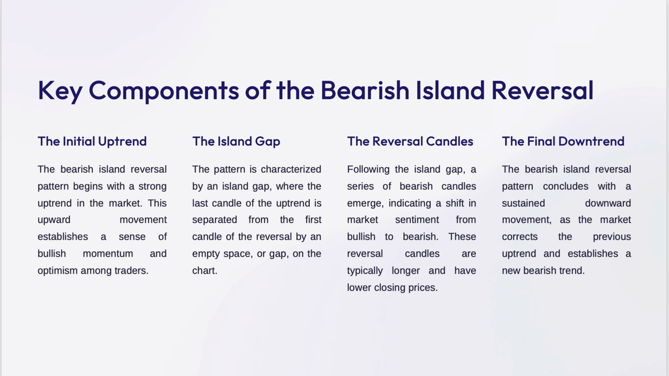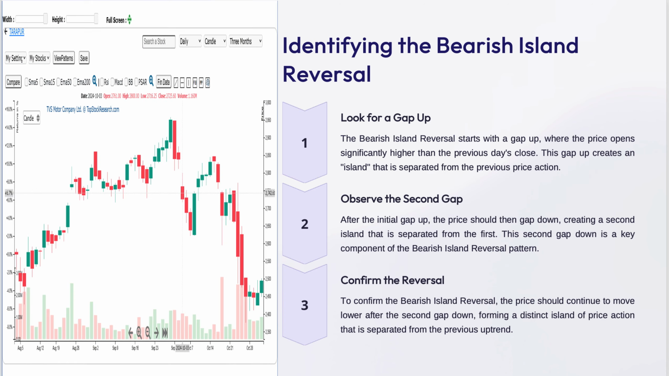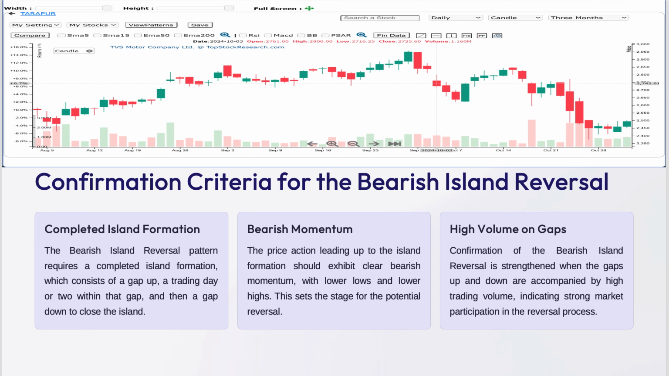What I'm trying to say here is there should be an initial uptrend, then an island gap, then a reversal candle and a final downtrend. If you see all those things happening, you can take the position on the short side. This is very, very important. If you do not identify these things, I don't think you should enter the trade. If you have identified them, just have confidence, keep stop losses appropriately, and then enter your trades.